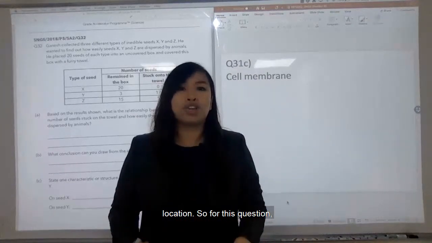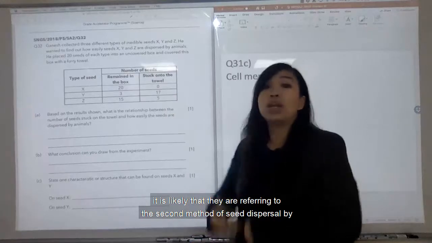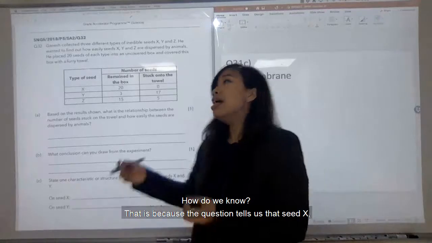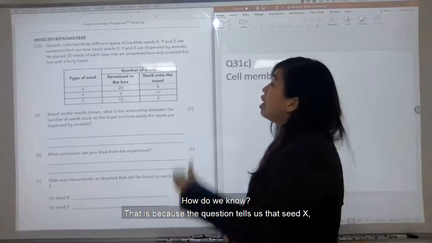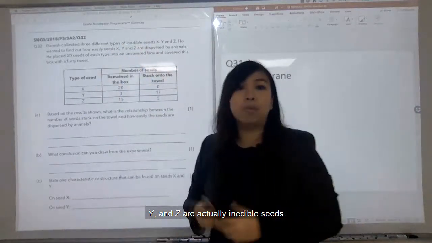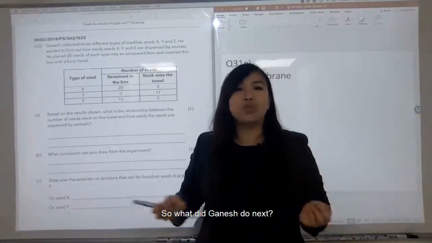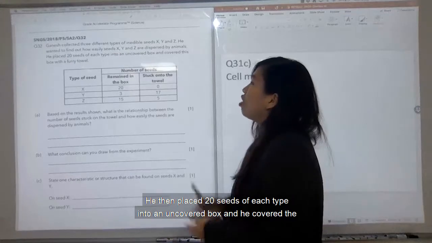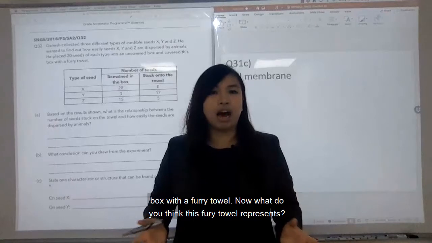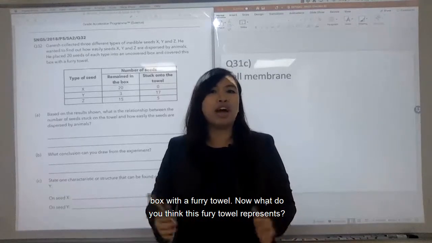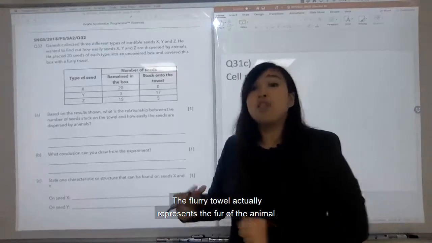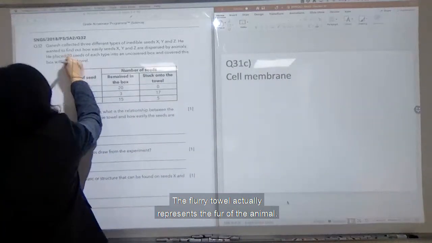So for this question, it is likely that they are referring to the second method of seed dispersal by animals. How do we know? That is because the question tells us that seed X, Y, and Z are actually inedible seeds. So what did Ganesh do next? He then placed 20 seeds of each type into an uncovered box and he covered the box with a furry towel. Now what do you think this furry towel represents? The furry towel actually represents the fur of the animal.